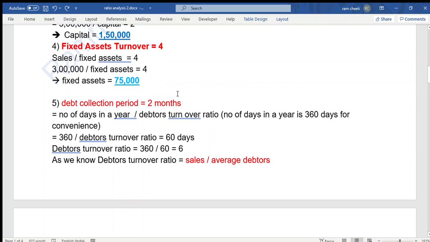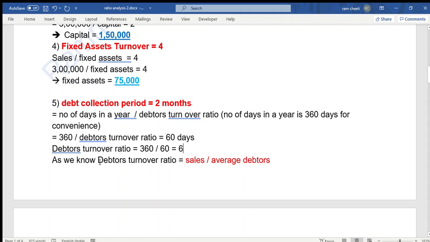Yeah, so debt collection period is 2 months. It is given as 2 months. So for our convenience, we are considering the number of days in a year as 360. So 360 divided by 2 months, that is 60 days, equals 6. So debtors turnover ratio we have found out for this formula. Debtors turnover ratio is 6.